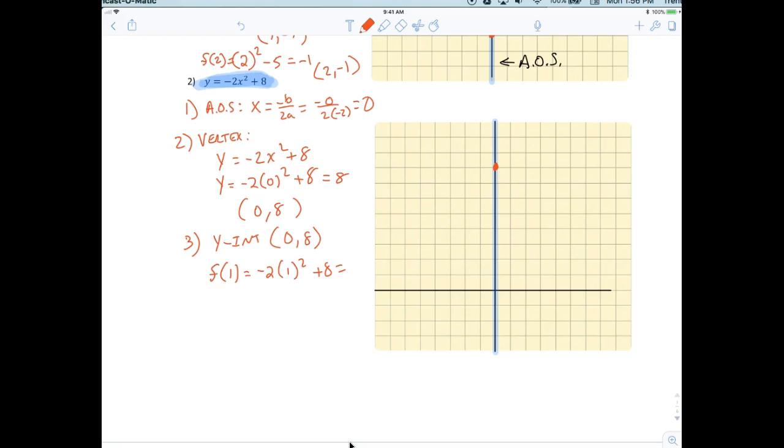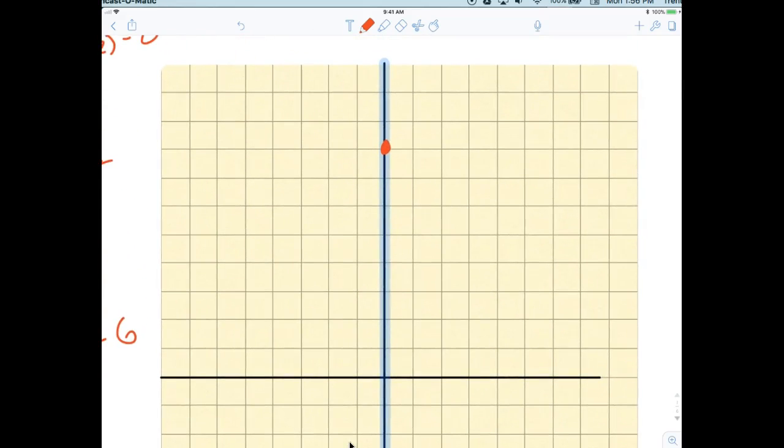All right, so negative 2 times 1 squared plus 8. What is the answer to negative 2 times 1 squared plus 8? 6. Brilliant. So another point that's on the graph is 1, 6. So now I want to go over to 1, 6, plot the point, and it would be here. So if 1, 6 is on the graph, then negative 1, 6 is on the graph right here. And now you can see the parabola, what it looks like.